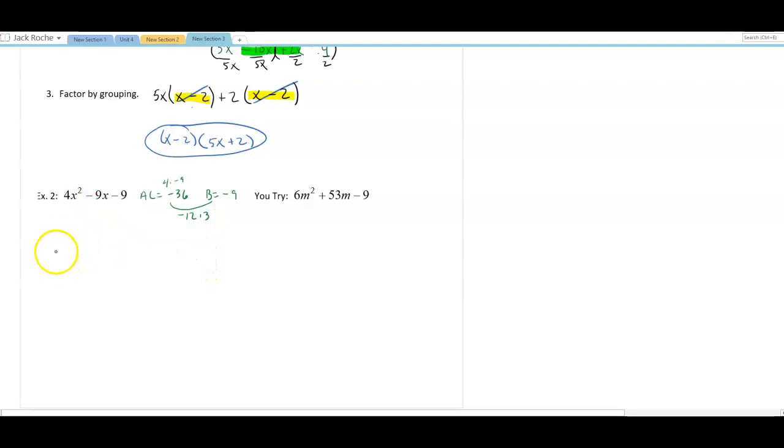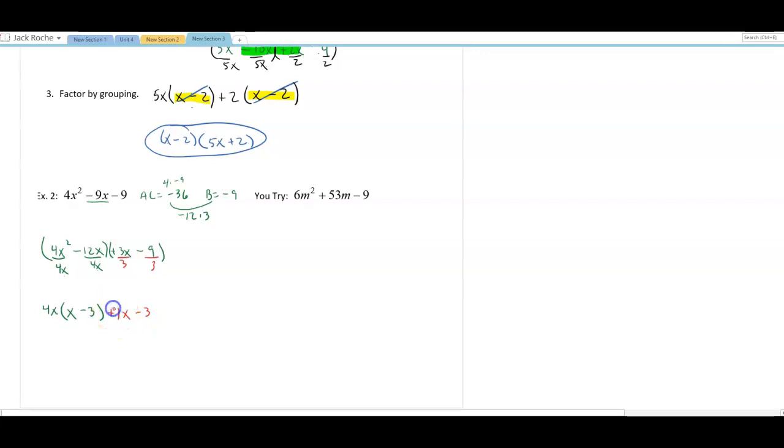So I'm going to rewrite this as 4x squared. Then I'm going to rewrite this middle term as minus 12x plus 3x minus 9. I'm going to group these terms. So the GCF here is 4x. So 4x times 4x squared divided by 4x is x. Negative 12x divided by 4x is minus 3. My second grouping, my common factor is 3. 3x divided by 3 is plus 1x. Negative 9 divided by 3 is minus 3.